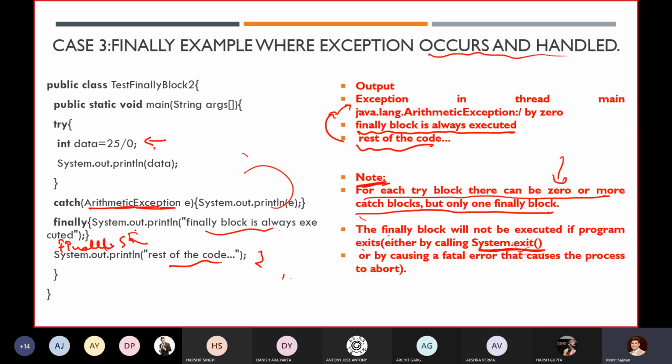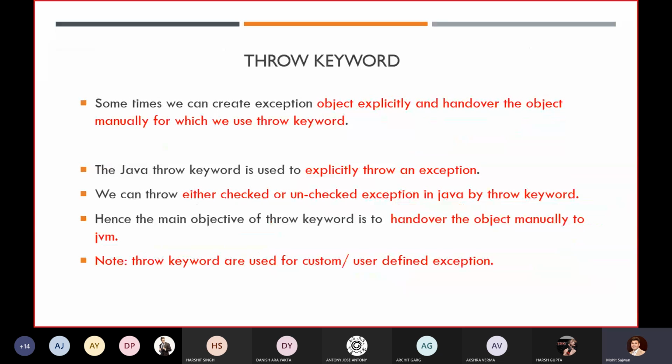So if somebody asks you to give a scenario where we are not able to execute the finally block, you will say when we get a scenario like system.exit, right? Or a fatal error that causes your process to abort. We never simply get such errors, but if you have written this statement and after that you write your finally block, then you are not able to execute it. Otherwise, in all other cases, your finally block will run.